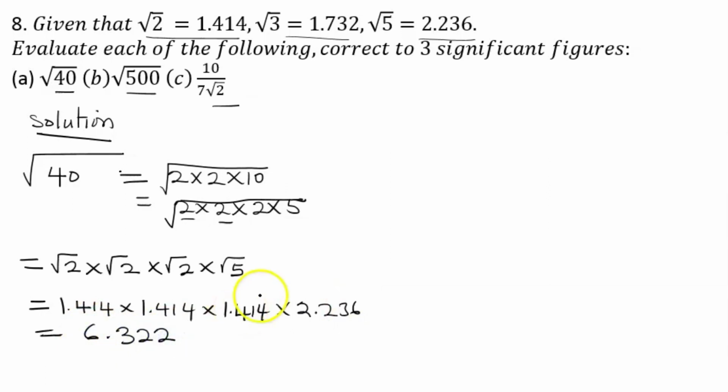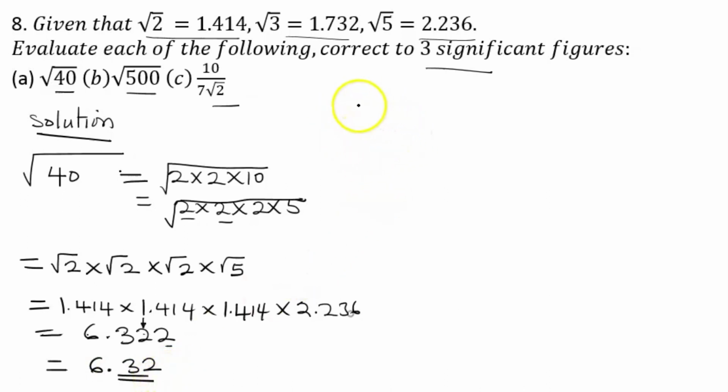6.322. But the question says to 3 significant figures. All right, so let's count. 1, 2, 3. All right, so this is the third significant figure. The next digit is not up to 5, so we discard that. So that's going to be 6.32. All right, that is going to be the answer for that.